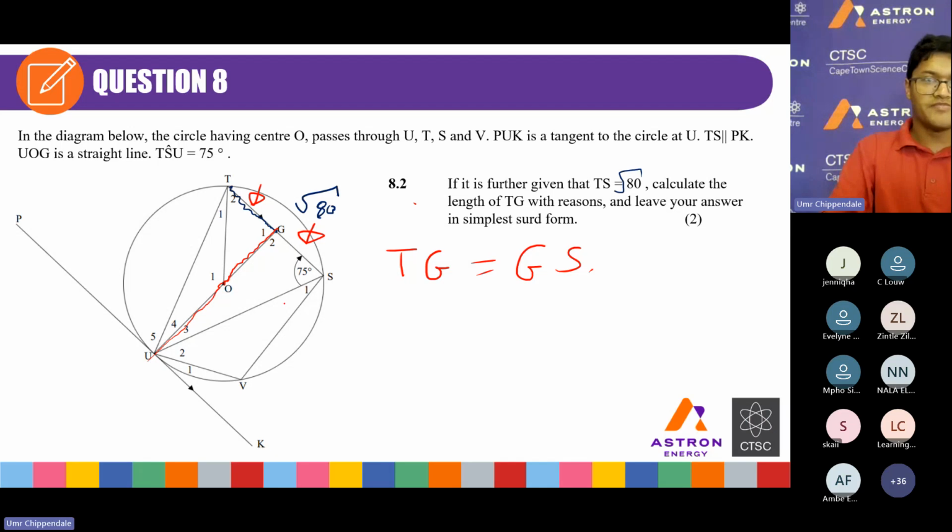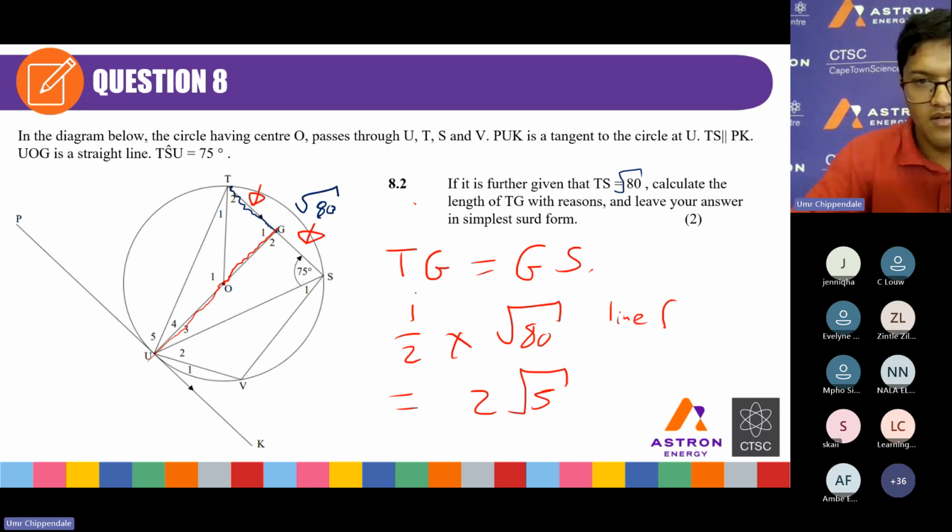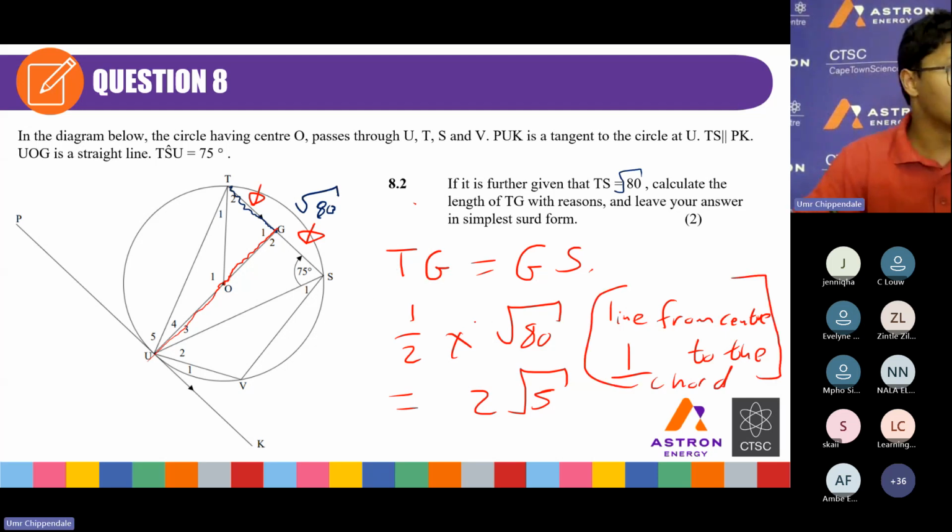Because that is going to be, I think we can just write it like this: half multiplied by the square root of 80. And that's going to give you an answer of 2√5. And the reason was a line from the center perpendicular to the chord. That was our reasoning. Everyone understand how I got this?